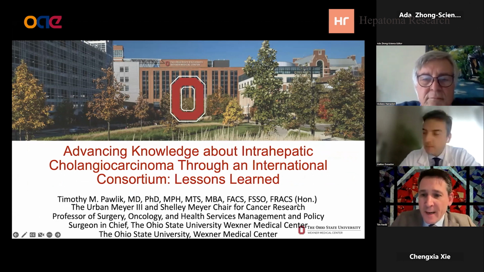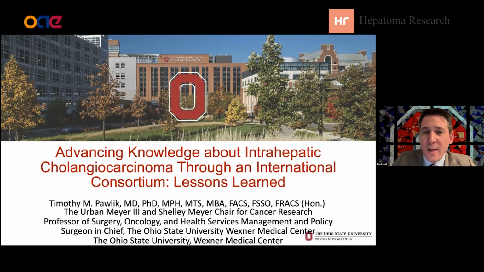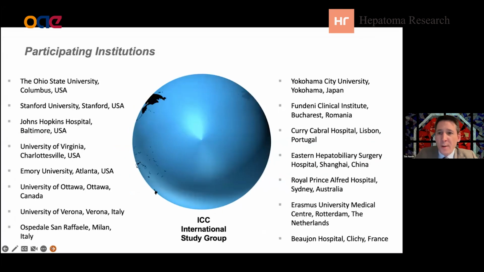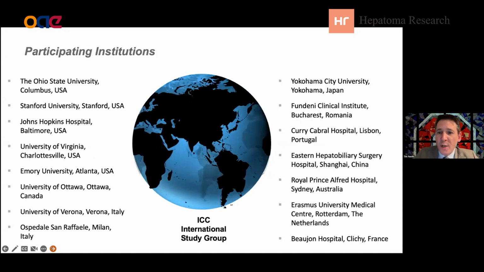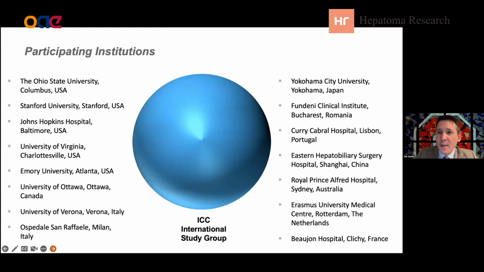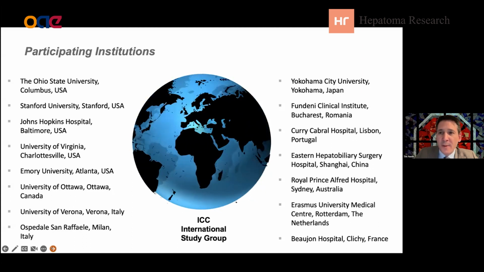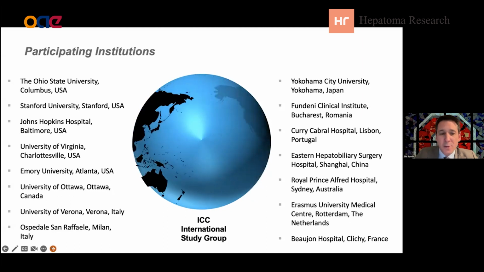So I'm going to get us kicked off today, focusing on intrahepatic cholangiocarcinoma, a disease that's been near and dear to my heart for the past 15 to 20 years, and talk about some of the lessons learned through the work we've done through our international consortium and collaboration, collecting data from throughout the world on this disease. As you can see here, we've put together an international consortium that spans, I believe, every continent except Antarctica. And over the past 15 or 20 years, we've been able to amass data on patients with intrahepatic cholangiocarcinoma that approaches about 2,000 patients with this disease.